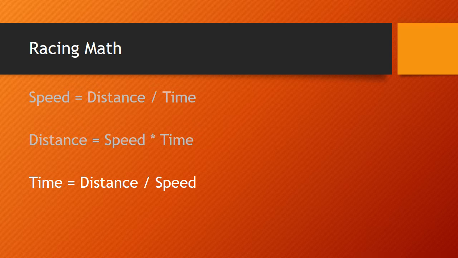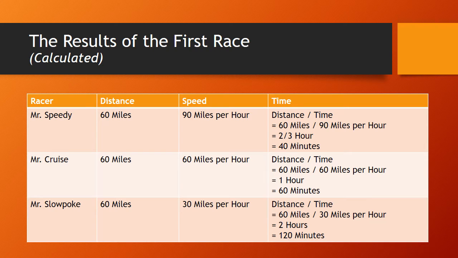But in our case here, what we know in advance is the distance, 60 miles, and the speed, 30, 60, or 90 miles an hour. What we want to know is how long it takes each racer to cross the finish line. A second rearrangement of the formula gives us this version, which gives us time in terms of distance and speed, just what we need. So, using that formula, we find that Mr. Speedy will cross the finish line in 2/3 of an hour, or 40 minutes. Mr. Cruise will arrive after 1 hour, and Mr. Slowpoke will take 2 full hours to complete the race.